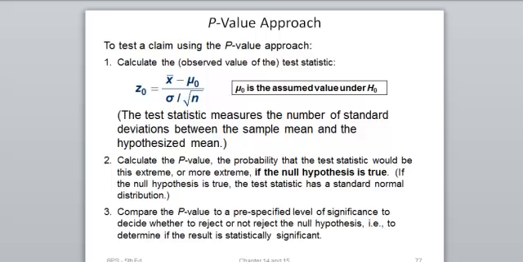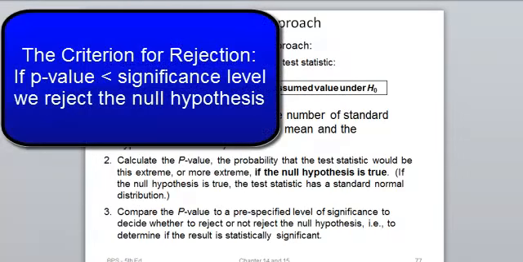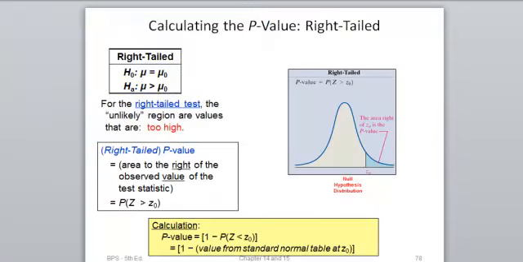Okay, this is all fine, so how do we calculate this? Well, remember, our calculation will differ for a left-tailed, a right-tailed, and a two-tailed test. That is the calculation of the p-value. Once we get the p-value, the criteria for rejection will always be the same. If the p-value is less than your significance level, you reject the null hypothesis, but if the p-value is greater than or equal to the significance level, we do not reject the null hypothesis. So let's take a look.